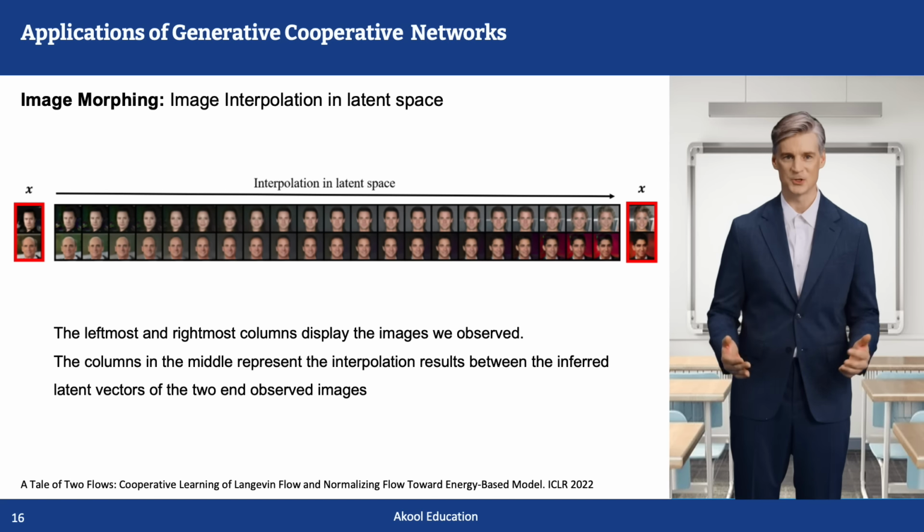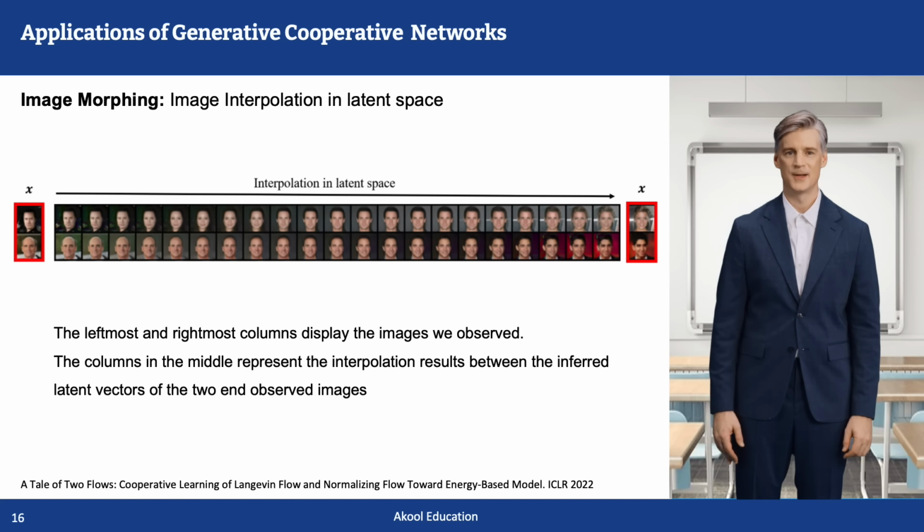Here we show image interpolation in the latent space. The leftmost and rightmost images are observed samples, while the intermediate columns represent interpolation results. As you can see, the transitions are smooth and coherent. CoopFlow captures continuous latent representations that reflect meaningful image variations.